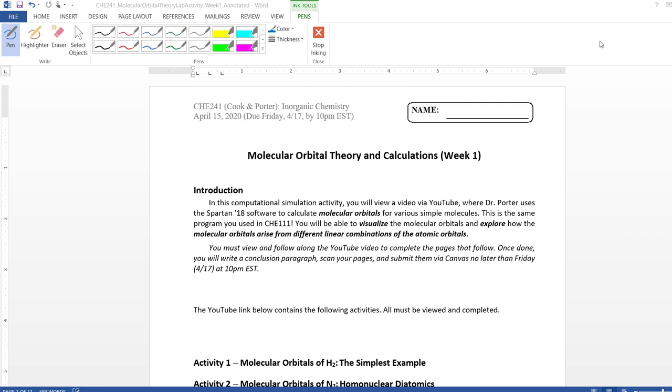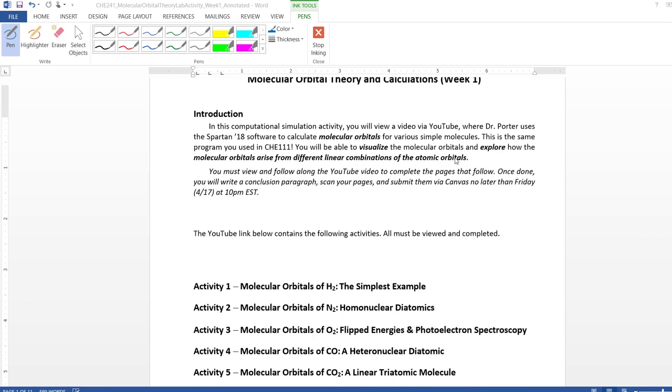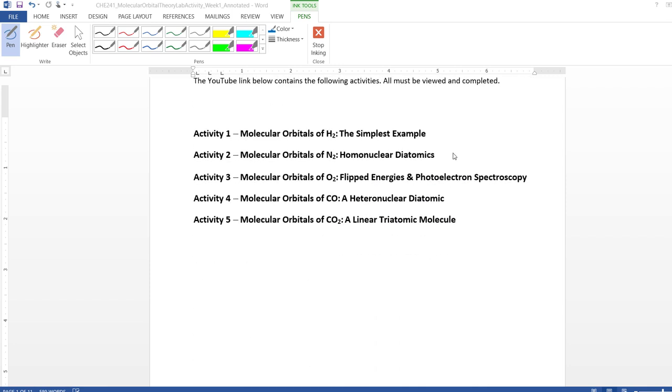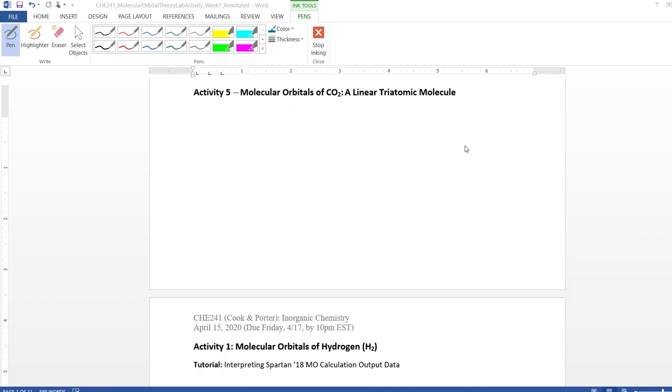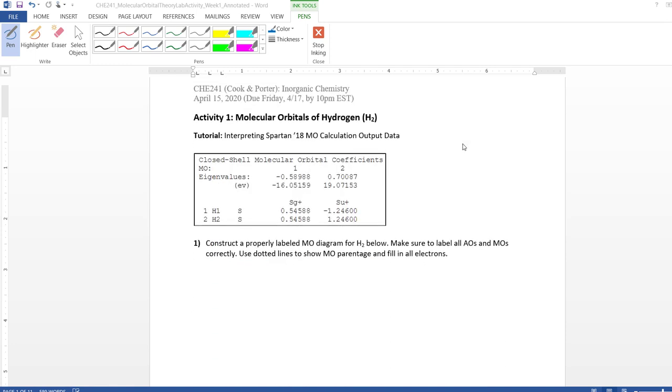So let's go ahead and dive right in. Hopefully you downloaded your sheet here. If not, pause and make sure you've got a copy. Or if you don't have a printer handy, you can do it on blank paper, but it's going to be a little bit more of a pain.